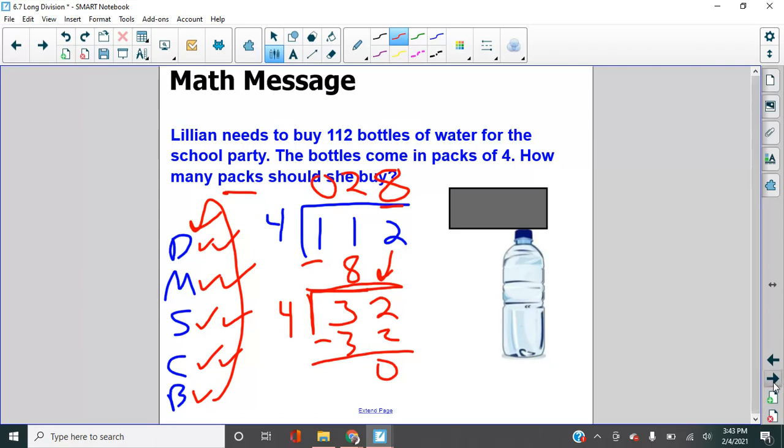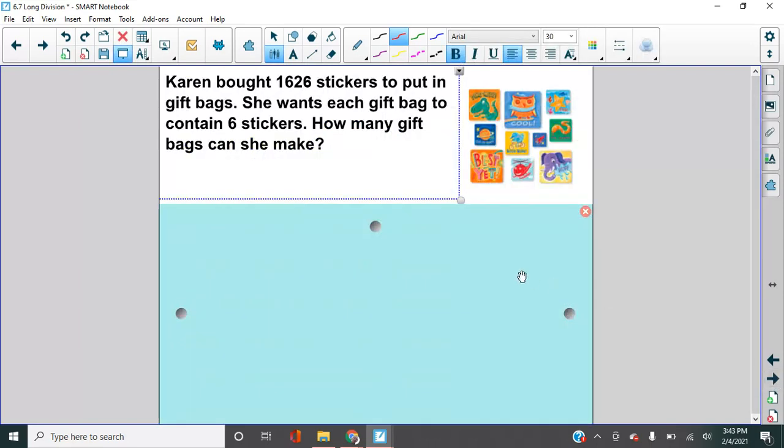All right. What happens? Oh, dear. Oh, my goodness. Look at this. Karen bought 1,626 stickers. Who needs that many stickers? Oh my goodness. To put into gift bags. She wants each gift bag to contain 6 stickers. Man, she must be selling these on Amazon or something. How many gift bags can she make?